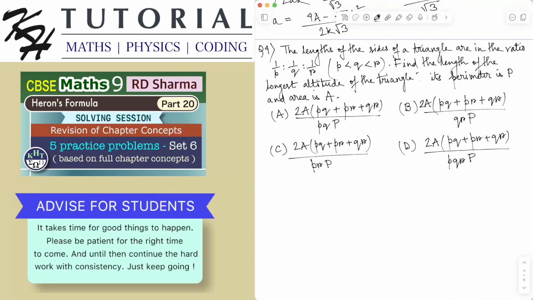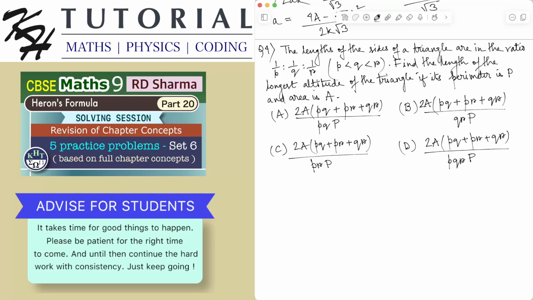Question number 4. The lengths of the sides of a triangle are in the ratio 1 by p is to 1 by q is to 1 by r, where it is given p is less than q is less than r. Find the length of the longest altitude of the triangle if its perimeter is p and area is capital A. So a triangle's perimeter is p, area is capital A, and the ratio of the length of the sides is given as 1 by p is to 1 by q is to 1 by r, and we have to find the length of the longest altitude of the triangle.